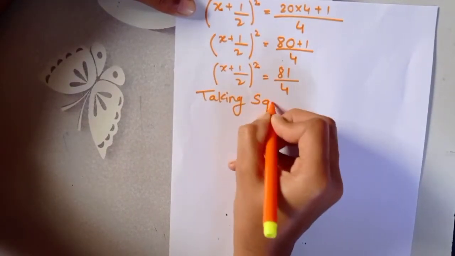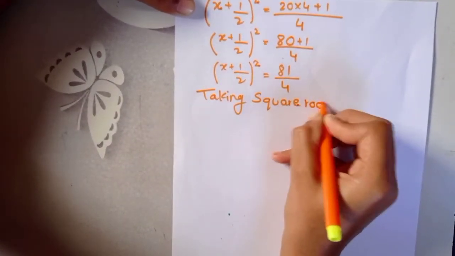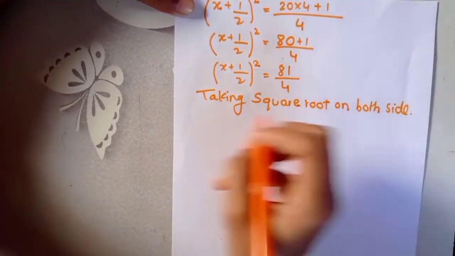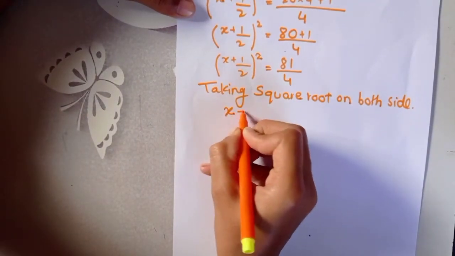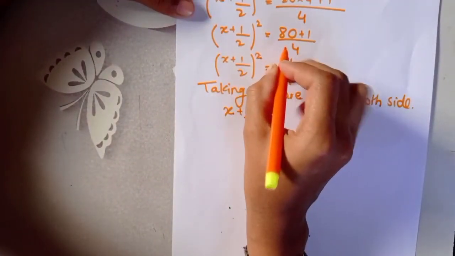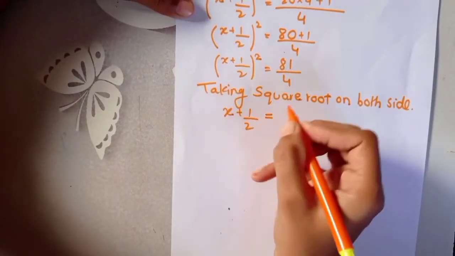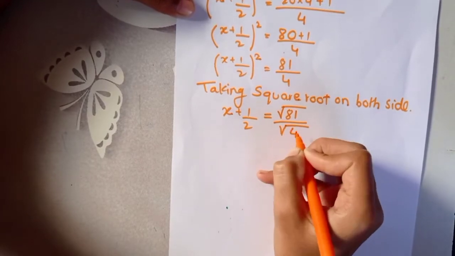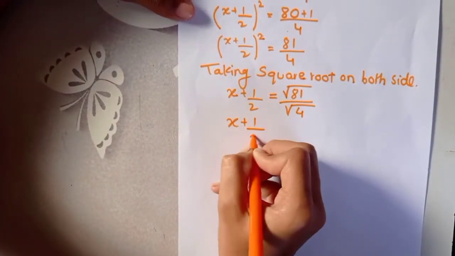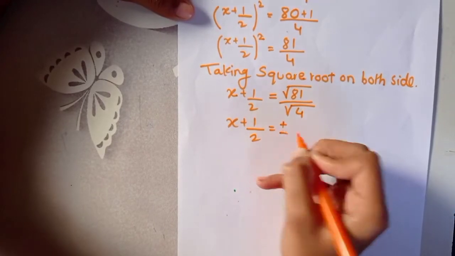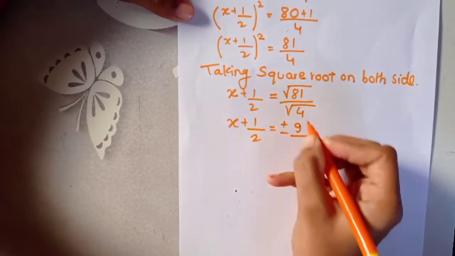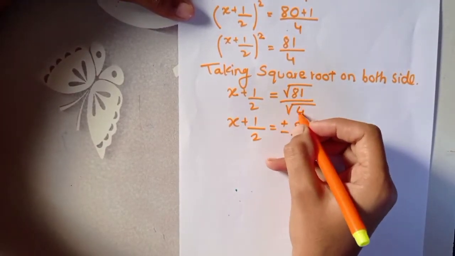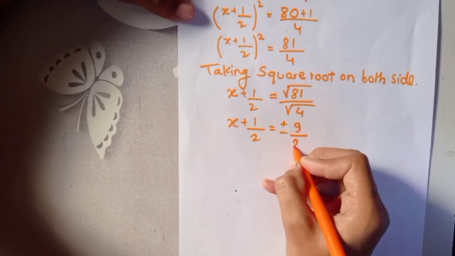Taking square root on both sides, we will get x plus 1 by 2. Here square root we have taken, root and square will get cancelled, and taking square root of 81 by root 4, we will get x plus 1 by 2 equal to plus or minus 9 by 2. 9 square will be 81, therefore the root of 81 will be 9, and root of 4 is 2.